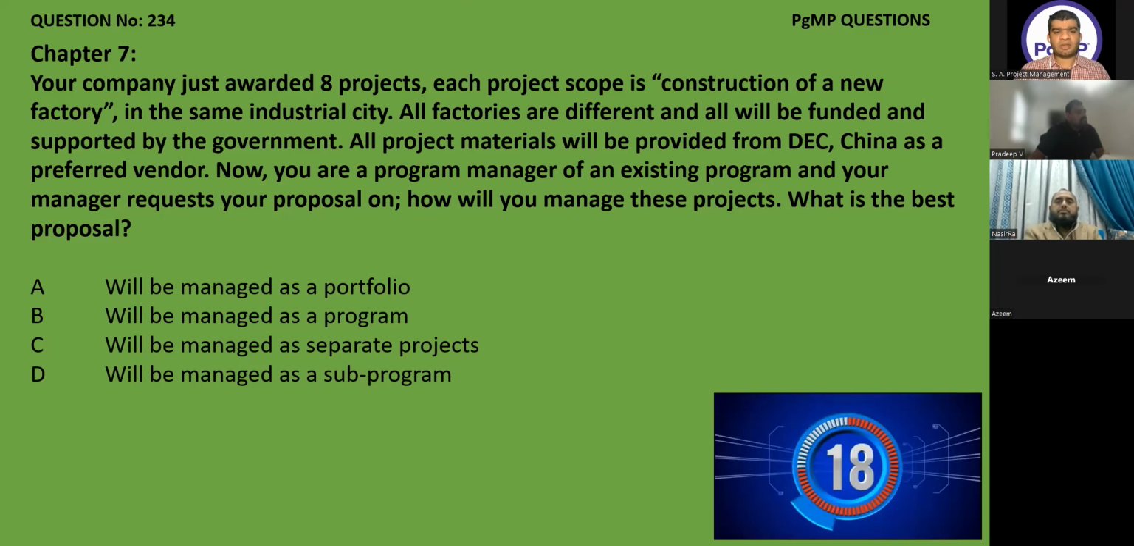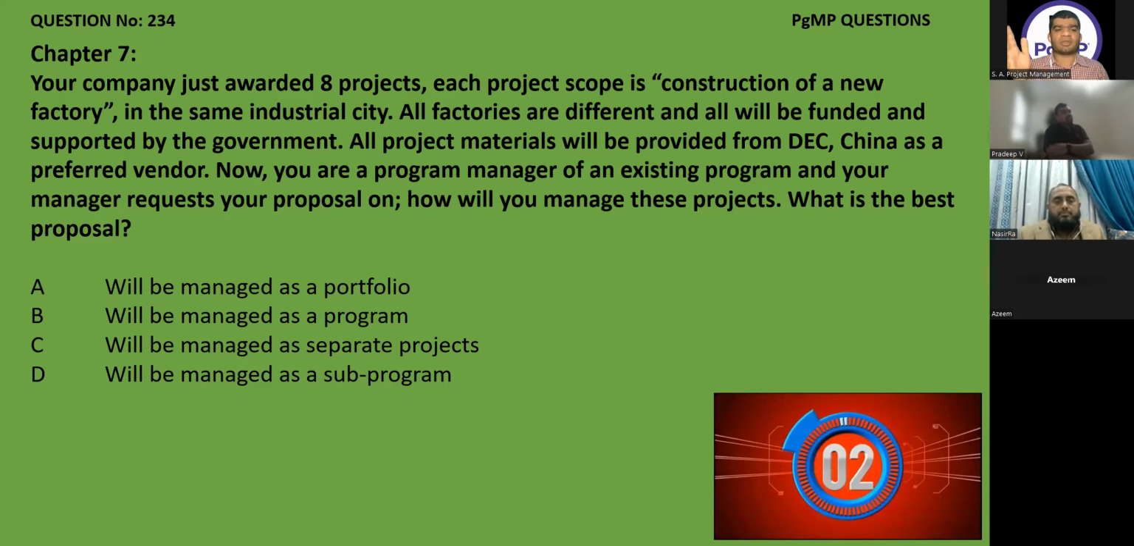So what is the condition for the projects to come under a program? What are the two conditions? Relatedness and time bound. Okay, and in this case, which condition are we not fulfilling for the program? The factories are different. Yes. So it means that they are not contributing towards the common goal and objective of the organization. That is also one of the things.